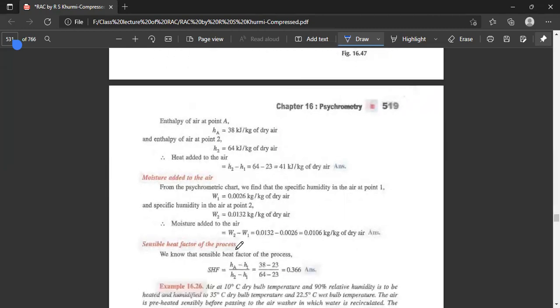The sensible heat factor of the process is given as HA minus H1 divided by H2 minus H1, 38 minus 23 divided by 64 minus 23. That is 0.36366.